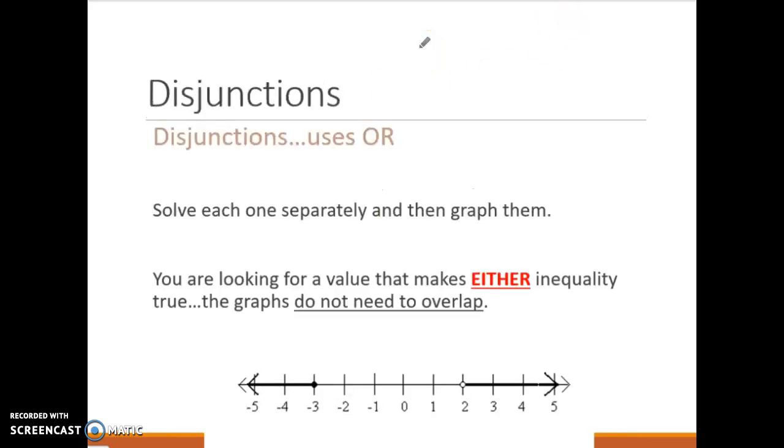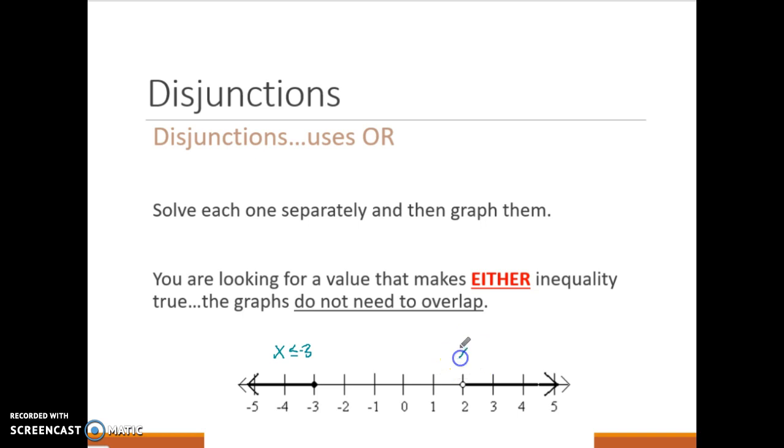The other example is a disjunction, and disjunctions use or. You have to solve each one separately and then graph them, and you're looking for the value that makes either inequality true. These graphs will not necessarily overlap. So looking at this example, I can see here's one inequality. So x is less than or equal to negative 3, because it's shaded numbers smaller than negative 3, and it's a solid circle on negative 3.